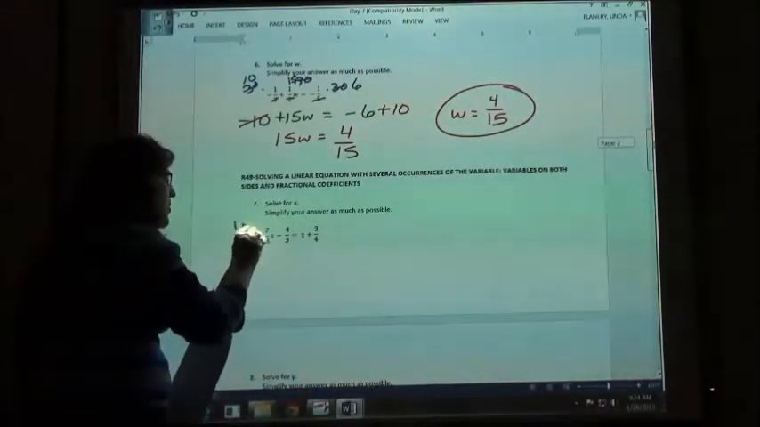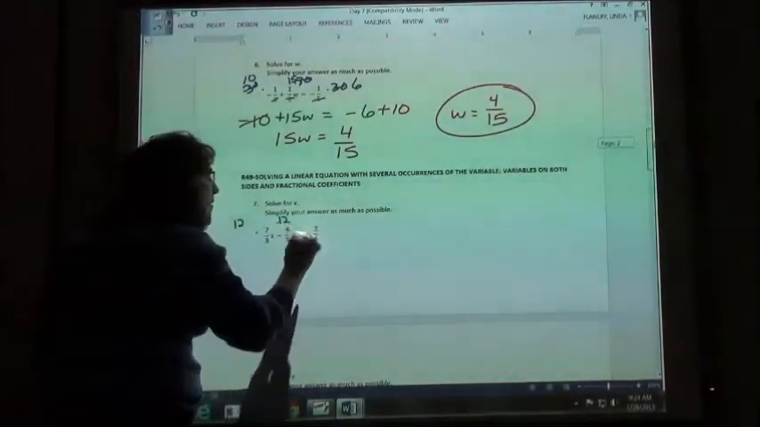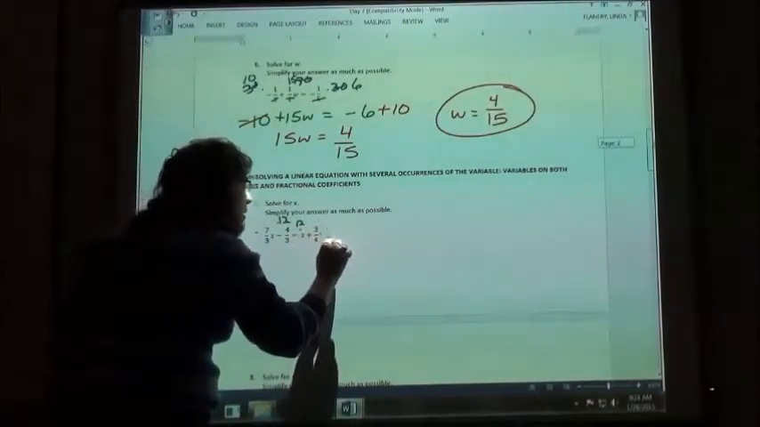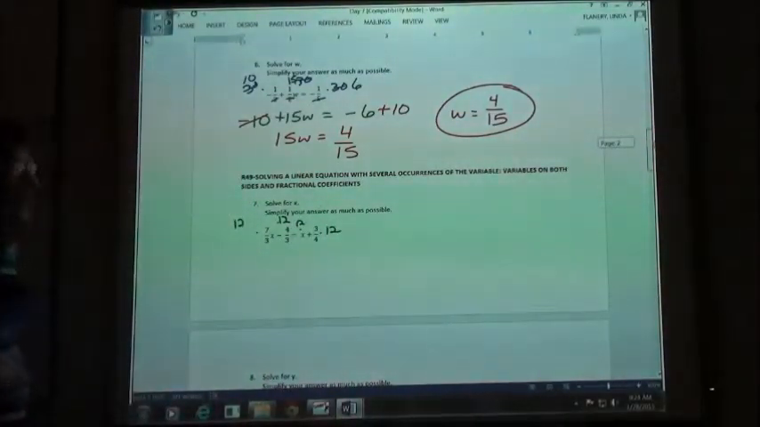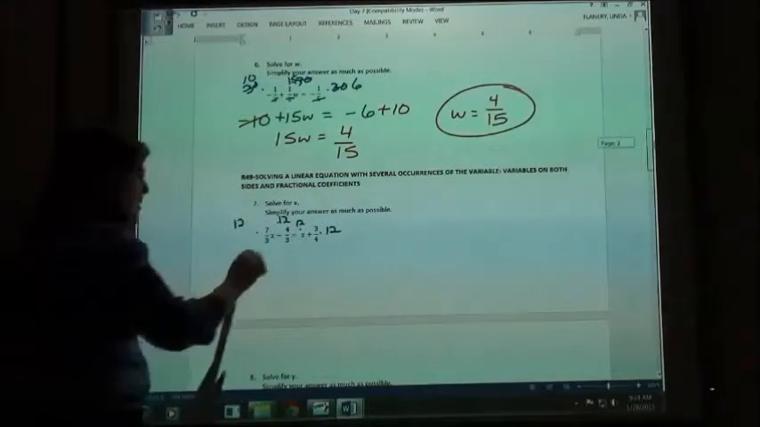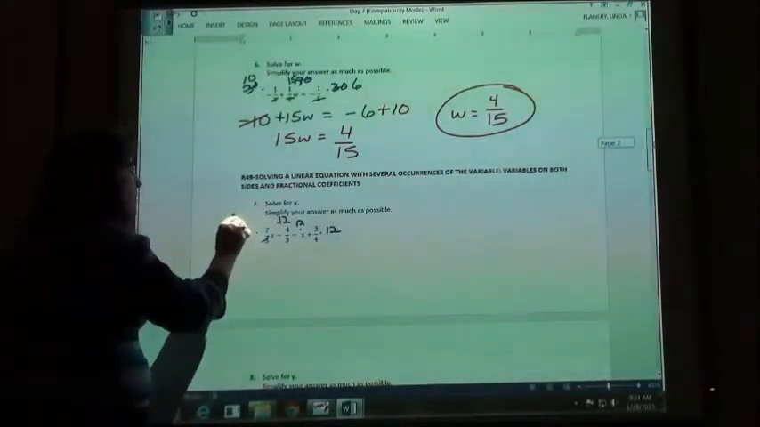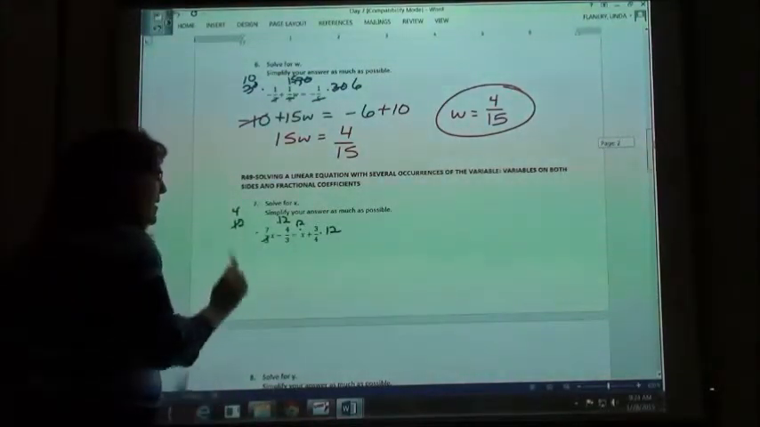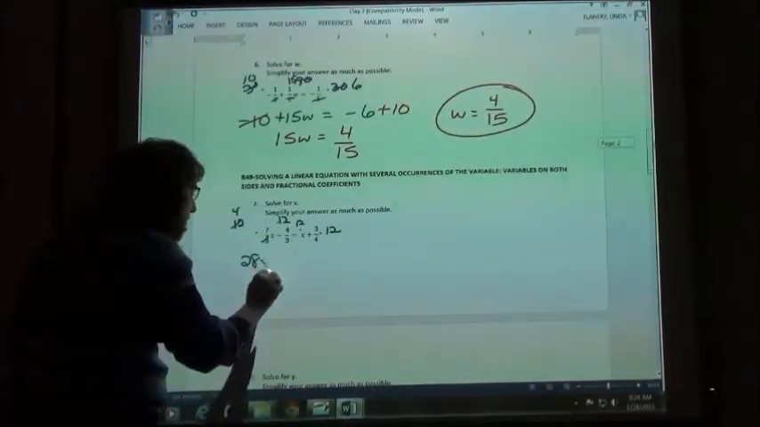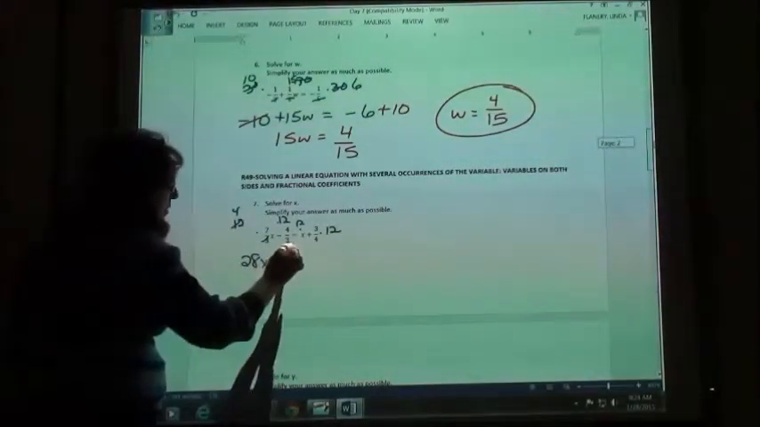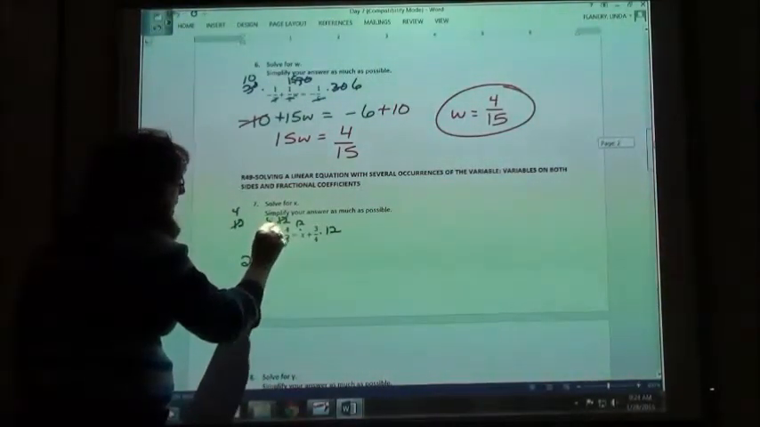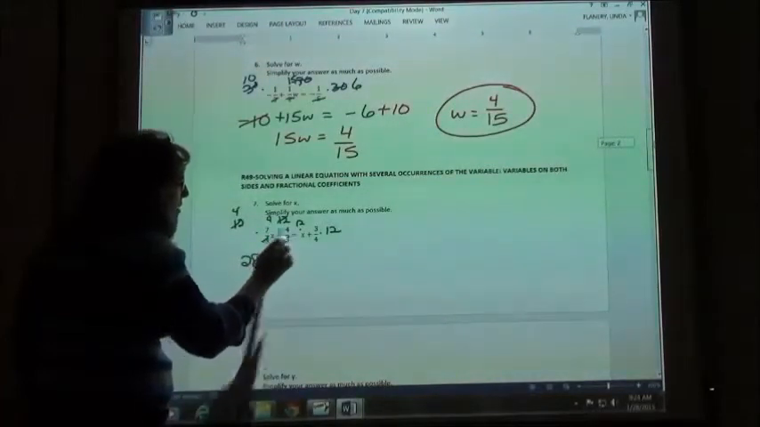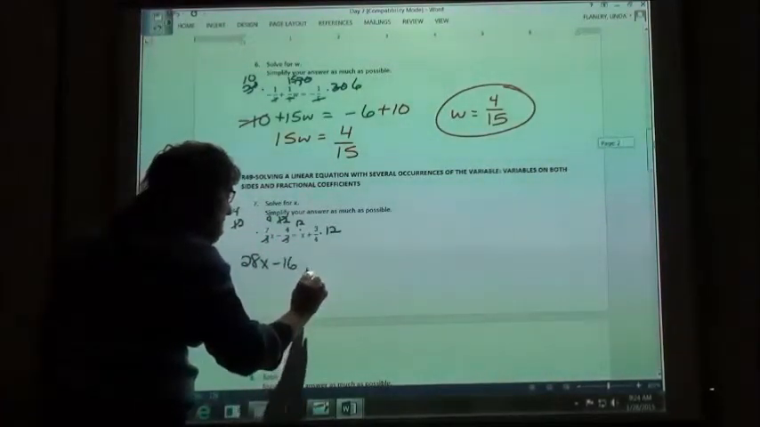So again, I'm just going to multiply everything times 12, including that whole number. But on the fractions, I'm going to be able to cancel. 3 goes into 12 4 times. 4 times my 7x is 28x. 3 goes into 12 4 times again. 4 times my minus 4, minus 16.